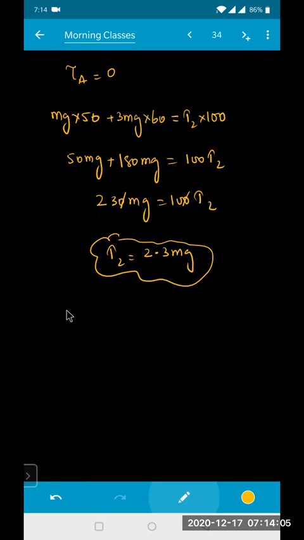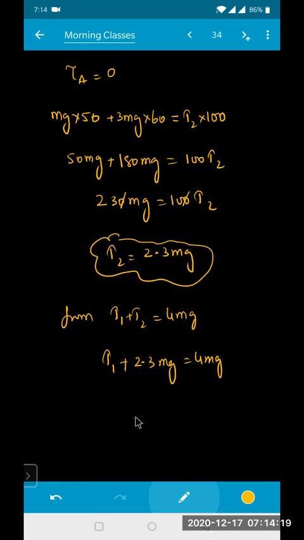From T1 plus T2, we know that T1 plus T2 is equal to 4 times mg. So T1 plus 2.3 times mg is equal to 4 times mg. So T1 will be equal to 4 minus 2.3, which is 1.7 times mg.